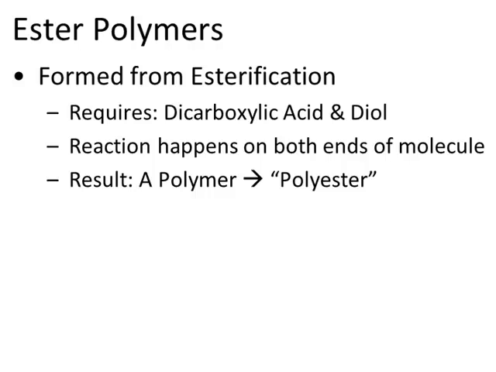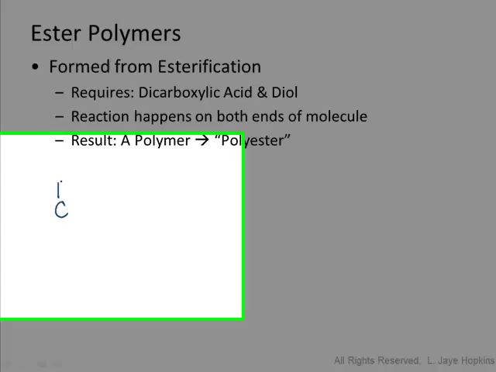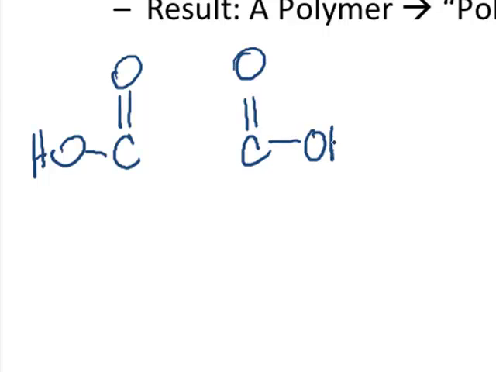Because it's a polymer that contains the ester functional group, we call it a polyester, a term you're probably familiar with. Let me show you an example of how this happens. The first required molecule, if esterification is going to be used to make a polyester, is a dicarboxylic acid. That means it's a molecule that contains a carboxylic acid on one side as well as another carboxylic acid group on the other side.